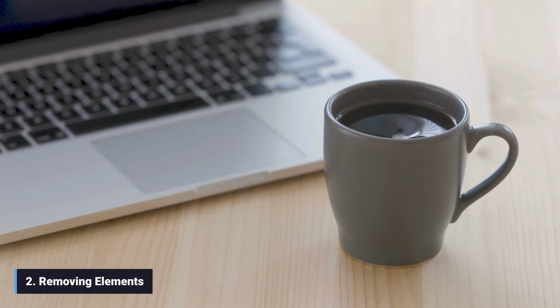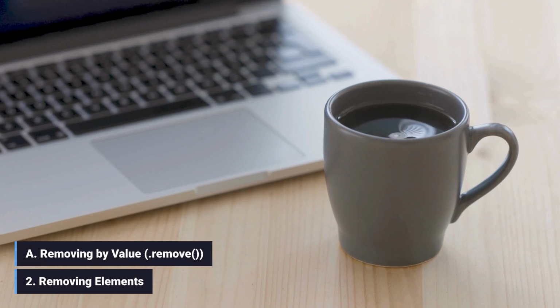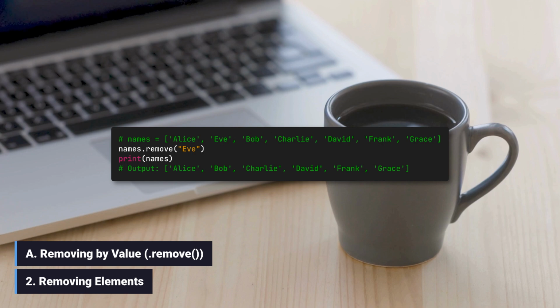2. Removing elements. You have several ways to remove elements, depending on whether you know the item's value or its index. A. Removing by value, remove. The remove method removes the first occurrence of a specified value from a list. If the item is not found, it will raise a value error.